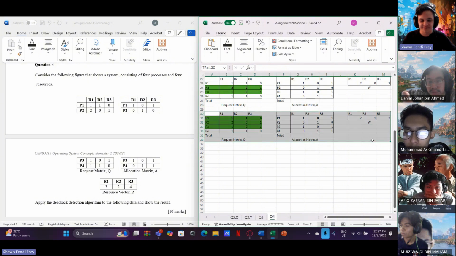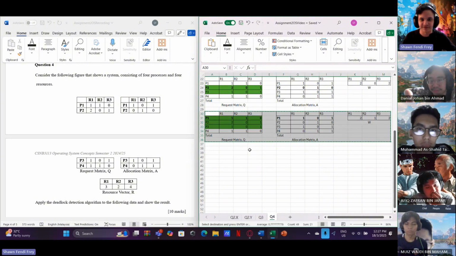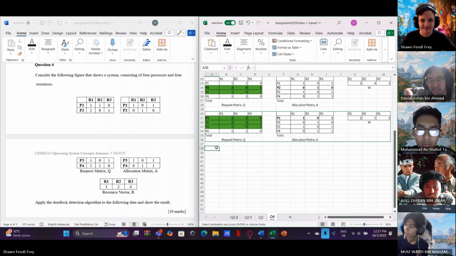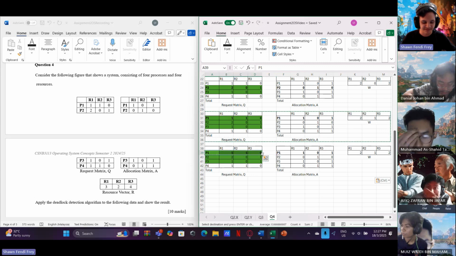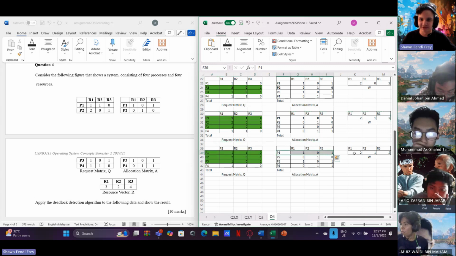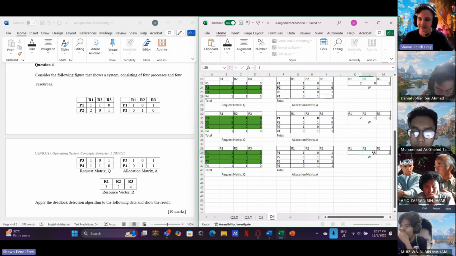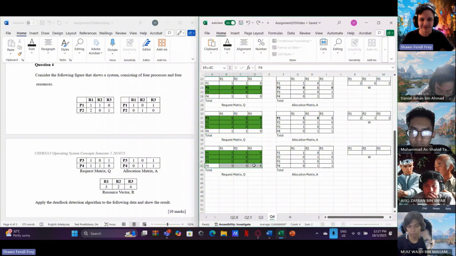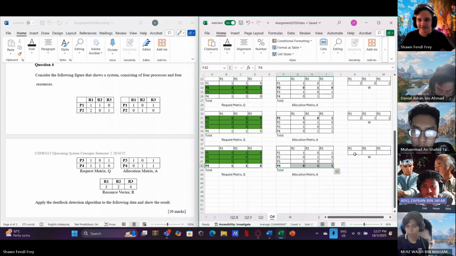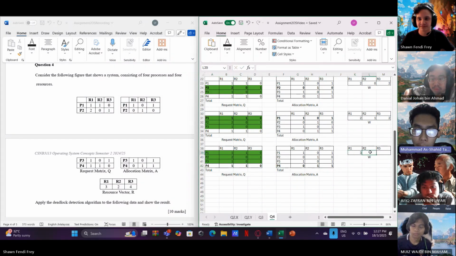Again, I'm going to have to unbold and remove W since we're going to add that up with the allocation matrix again. Anybody want to take their shot? 3, 1, 3.